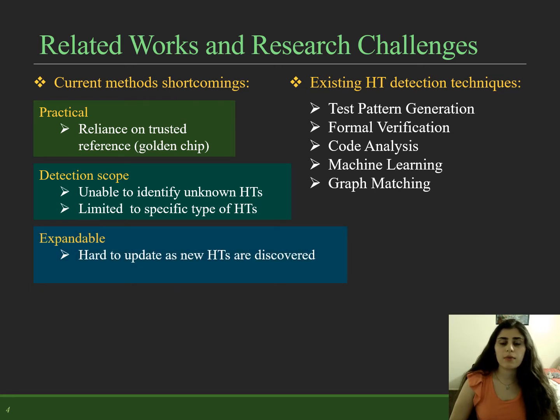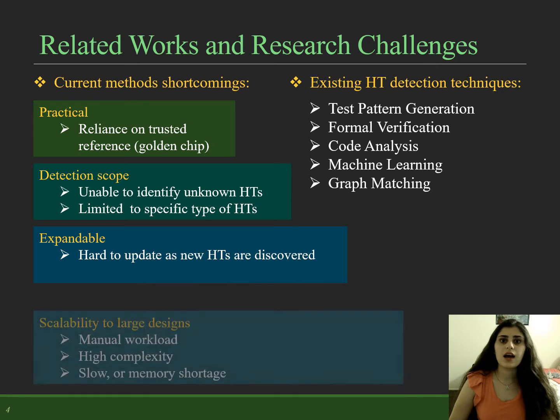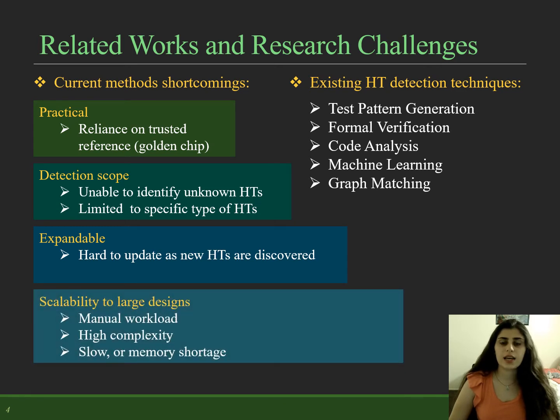Also, another problem is expandability, because as new defenses are developed, attackers are proposing new kinds of Trojans, and the model should be able to expand itself and consider the new kinds of Trojans as well. And lastly is the scalability issue. Because many of these models require manual work, have too much complexity, are slow, or require a lot of memory and have a memory shortage problem, they cannot really be used for large designs, and they are not scalable.